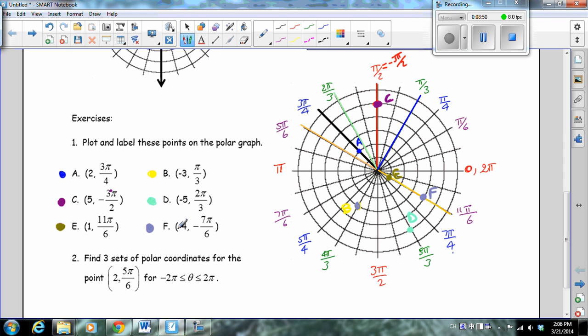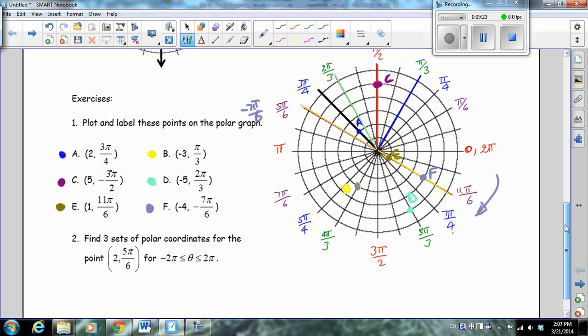And for the last one, which is F, I counted negative 7 pi over 6. You got to count this way, clockwise. This is pi. Normally 7 pi over 6 is here. That means negative 7 pi over 6 will be at the same location as the 5 pi over 6. So knowing that it's going to be on this kind of orange line on my graph, you got to go 4 units, not on that orange line, but on the opposite side. That's how I got my F. All right, I hope you understand how to plot points now.